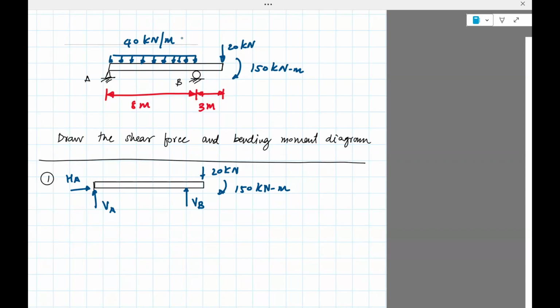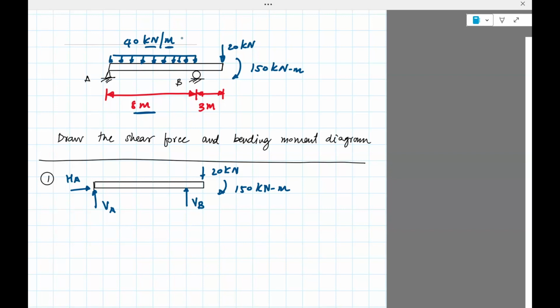What this force really means is that it's denoted as force per unit length. So if you want to find the magnitude of the force over the complete length over which it's applied, applied over 8 meters, this distributed load will effectively produce a net force of 8 times 40, which is 320 kilonewtons. And we also need where exactly this force acts.